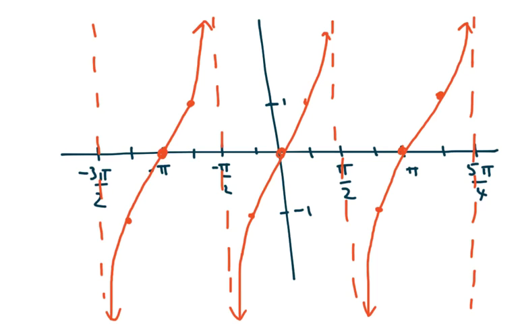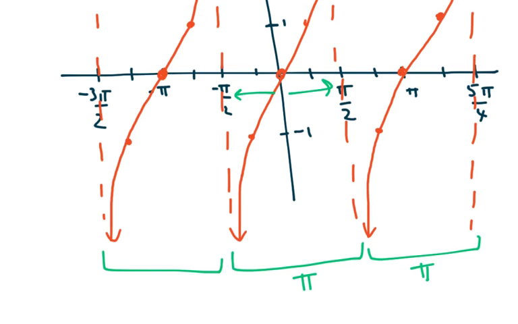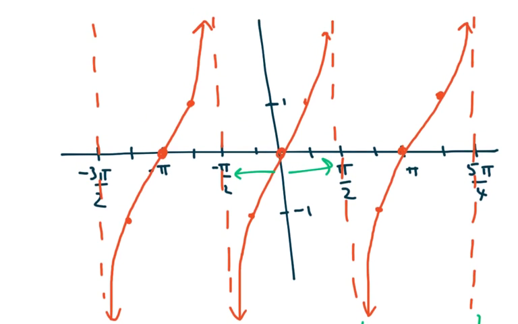One of the things I want you to notice is that it has a repeating pattern, and the repeating pattern is this long. So the question is, how far is it from negative pi over 2 to pi over 2? Well, if it's 90 degrees this way and 90 degrees this way, isn't that 180 degrees? And 180 degrees in radians is 1 pi. This length here would also be 1 pi, as would this. So the period of tangent is a little bit different from the period of sine and cosine. It only takes 1 pi before its pattern repeats, as opposed to 2 pi.